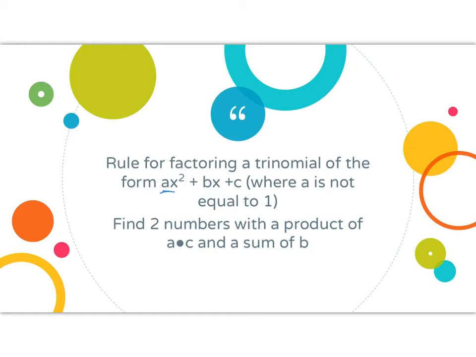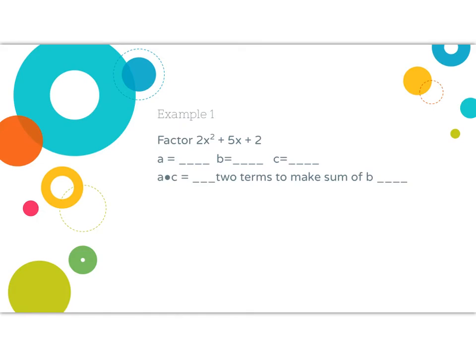What we need to do is find two numbers with a product of a times c and a sum of b. So this part is the same as last time. Now we just need to multiply a and c together, and then that'll help us decide what two factors to use. All right, so let's start with 2x squared plus 5x plus 2.